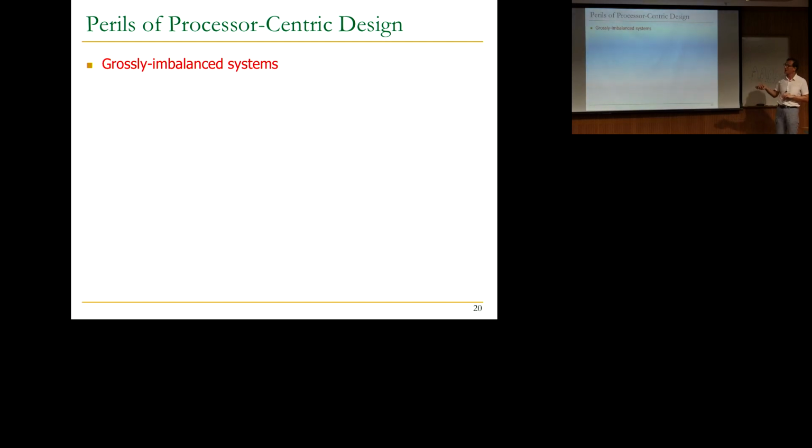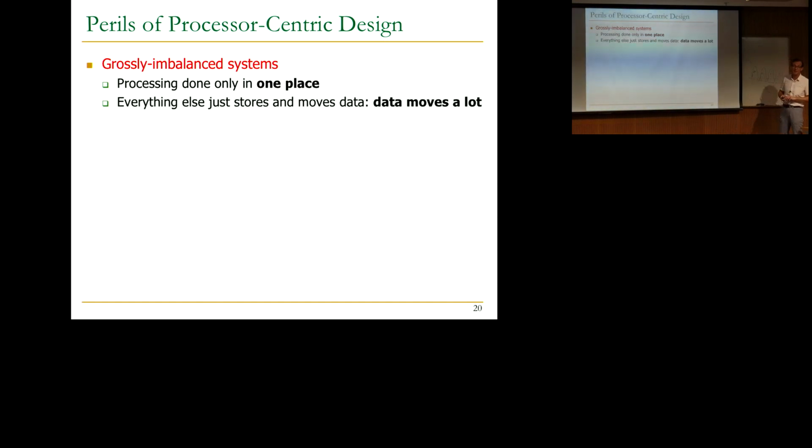Basically, we have a grossly imbalanced system, because processing is done in only one place, and there is no other choice. We have to do it in the processor. Everything else just moves and stores data. As a result, data moves a lot. This is energy inefficient because data moves a lot. This is low performance because data moves a lot, and this is also complex.